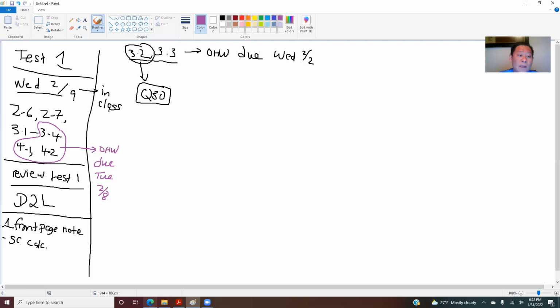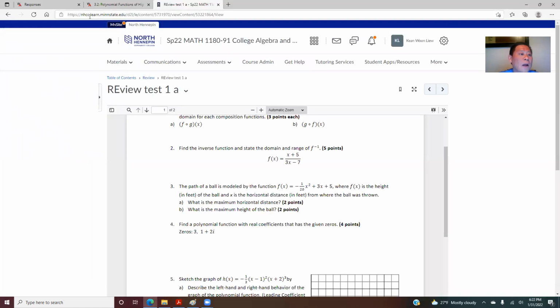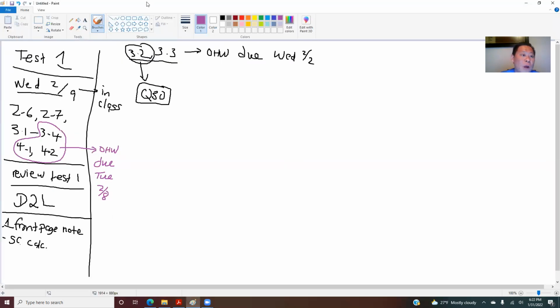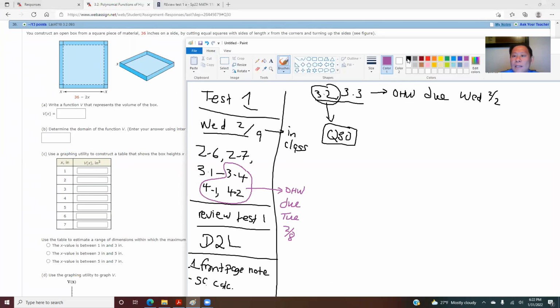So today's work here is doing question 30 on your online homework, section 3.2, which is this question. This is where some students really ask me or have some trouble with it. So this question looks something like this. You have a box, and this box for my question measures 36 inches on the side.